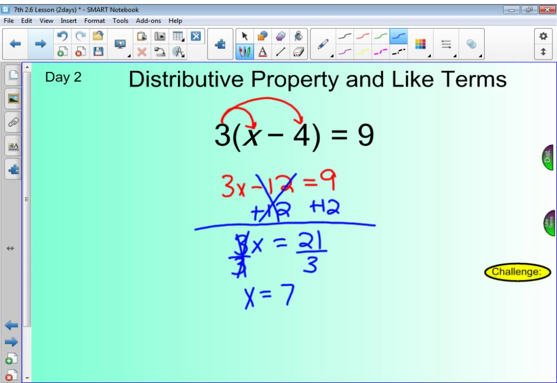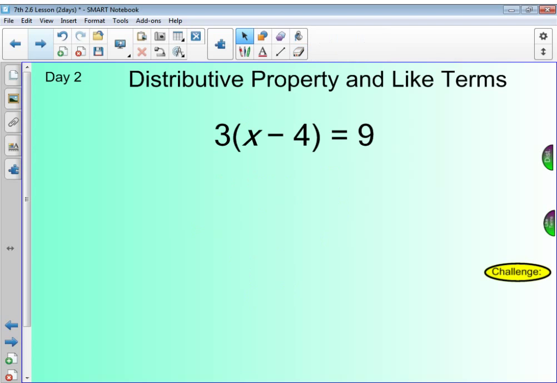And if we want to check ourselves, we could substitute 7 in the original equation. 7 minus 4 is 3. 3 times 3 would give us 9, so that is a correct statement. Okay, so whenever we see those parentheses, yes, we are going to have to go ahead and do the distributive property before we can actually go through and work any of the opposites.